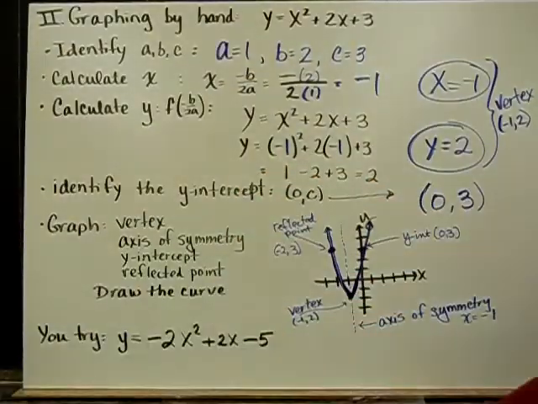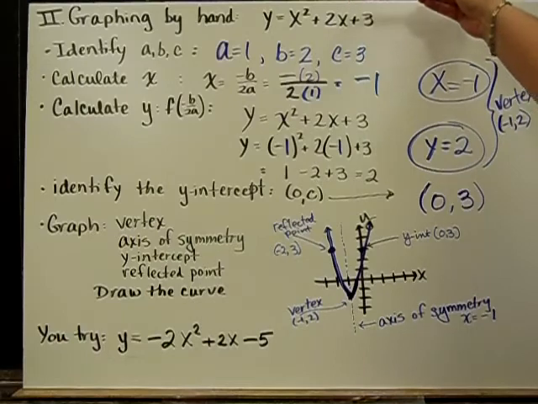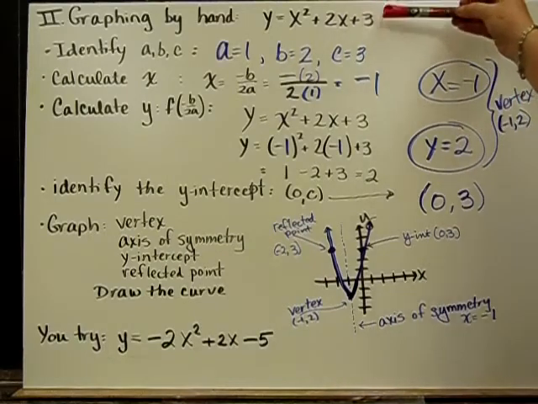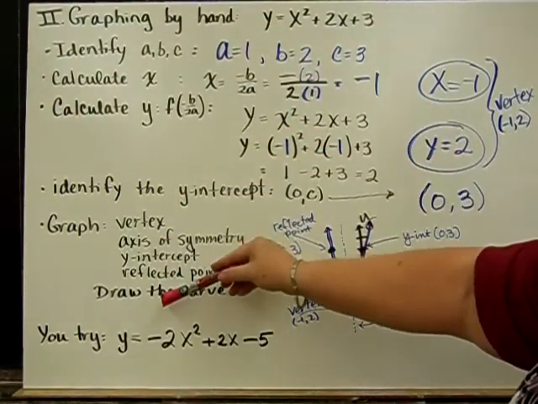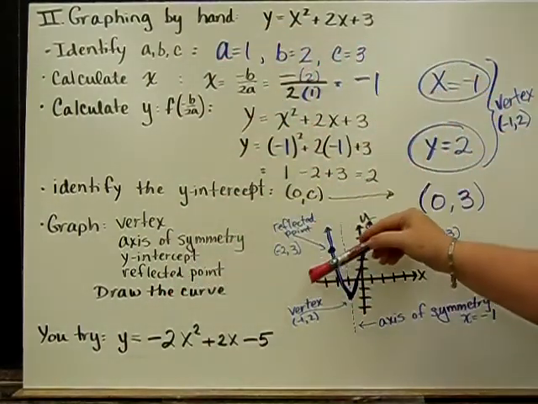Okay, so let's look at an example where we're going to graph this by hand using the information that we just talked about. So we have the equation y equals x squared plus 2x plus 3. The first thing we need to do, these are the steps we need to follow. This is where I did the steps.